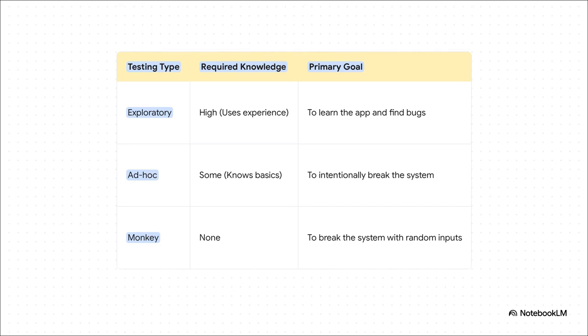At one end, you have exploratory testing. This takes a lot of experience. You're learning how the app works and trying to find bugs at the very same time. Then there's ad hoc testing. It's a bit more mischievous. You know the basics, and you're intentionally trying to break things with weird inputs. And at the far end of the spectrum, you've got monkey testing, pure chaos. No knowledge needed. It's literally like letting a monkey bang on the keyboard to see if anything crashes.